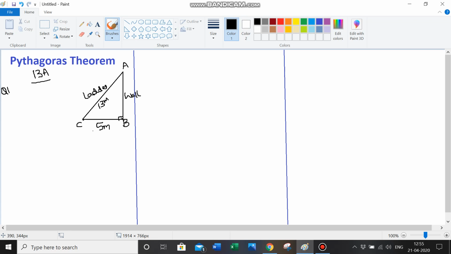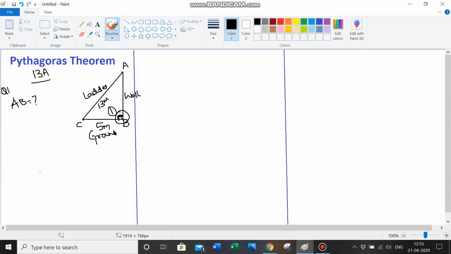So this is my ground. I need to find the distance of A from ground, which is AB. So as per the question, I need to find AB. What is important in this question is a rough diagram which will help you understand, and whenever you draw a diagram, ensure that you draw this 90-degree symbol, that's mandatory. This is worth 1 mark.